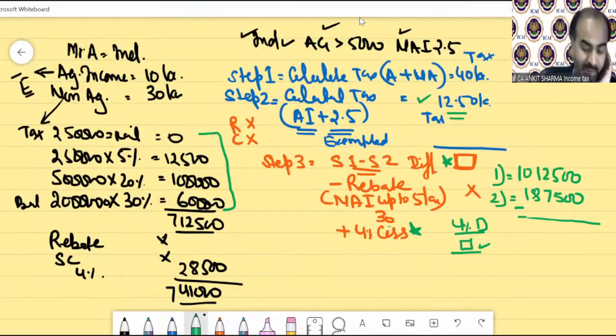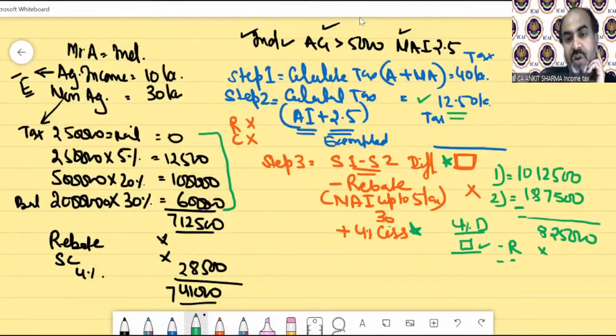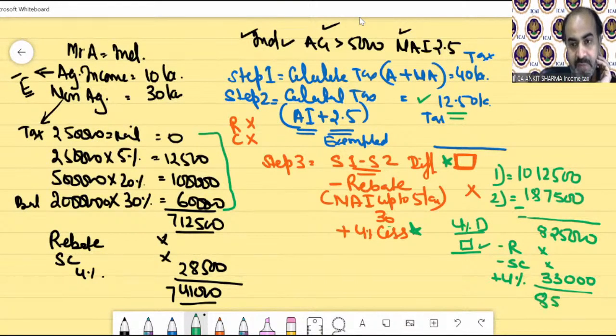Then step 3 says 1 minus 2. If I deduct this, now my tax will be 8,25,000. Step 1 minus 2. So rebate is not applicable, of course. Surcharge is not applicable, of course. Cess will be applicable, 4%. So now I will add 4% cess. That is 33,000. So now my total tax liability is 8,58,000.